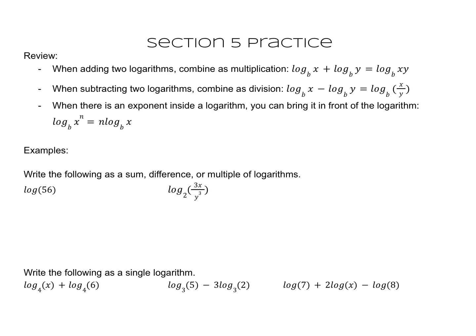In section 5, we talked about our properties of logarithms so that we could solve some more complex logarithmic equations. So remember, when you're adding two logarithms, you combine it as multiplication. When subtracting, you combine as division, where the first logarithm is always the numerator. And then if there is an exponent inside a logarithm, you can bring it down in front of your logarithm.